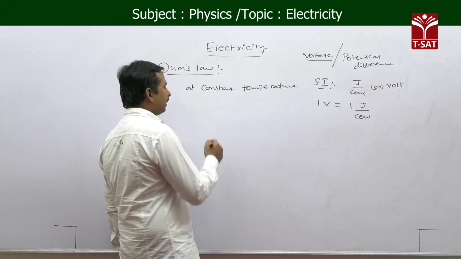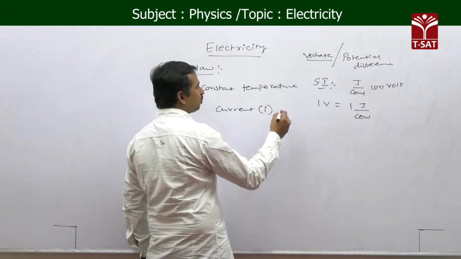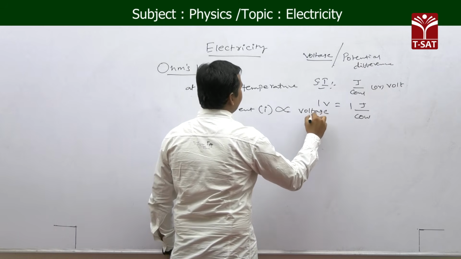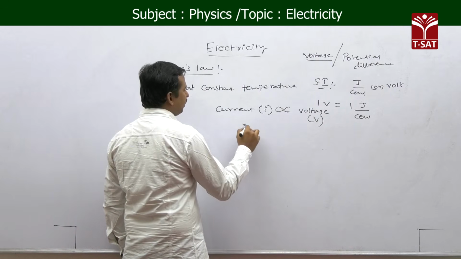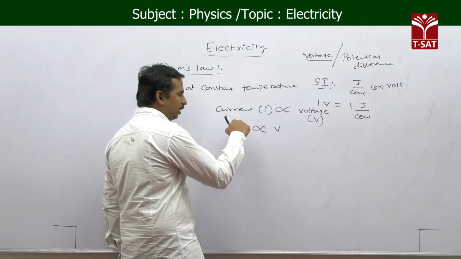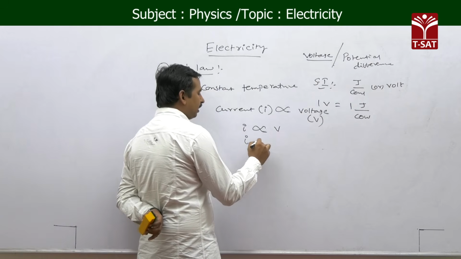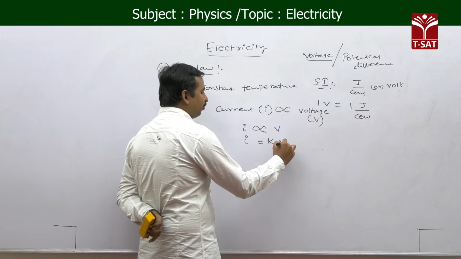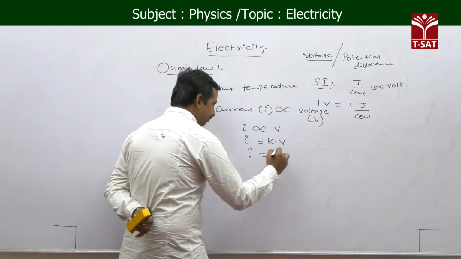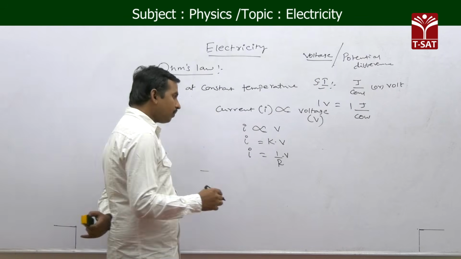So the electric current I depends on the voltage V. As I is directly proportional to V, more voltage gives more current and less voltage gives less current. Then as V is directly proportional to I, I is equal to a constant K into V. That constant we take as 1 by R, which is called conductivity. Later we will see.